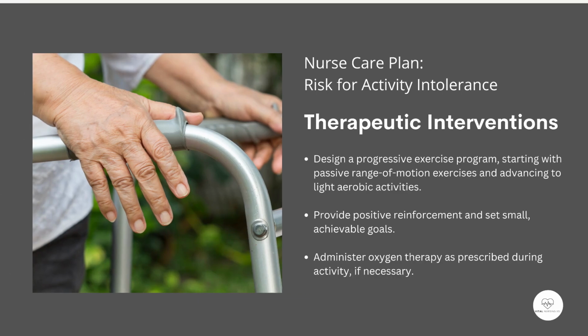Therapeutic interventions. Here are 3 therapeutic interventions that support improvement in physical stamina and activity tolerance. First, design a progressive exercise program, starting with passive range of motion exercises and advancing to light aerobic activities. Gradual activity builds tolerance and strengthens the cardiovascular and musculoskeletal systems safely.